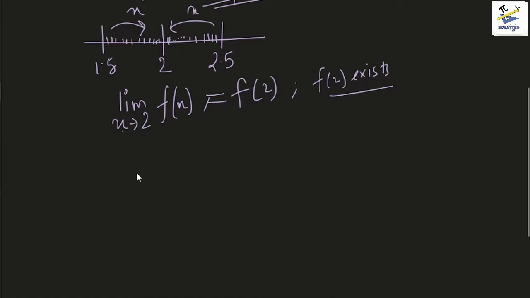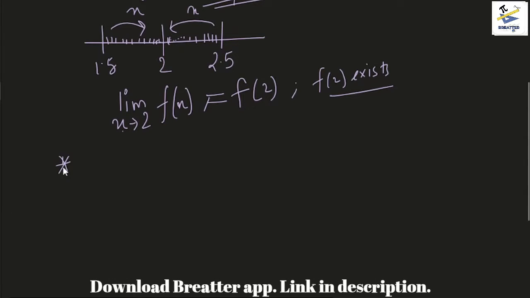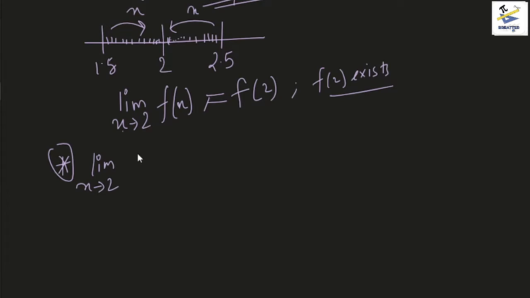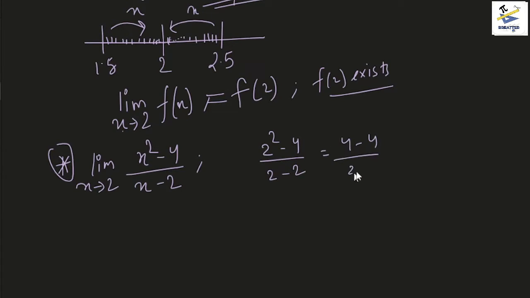A common example would be like this, limit x tends to 2 of this. As you can see, if we were to put the value here, it will give us 4 minus 4 by 2 minus 2, or 0 by 0, which is practically undefined. It doesn't make any sense at all.